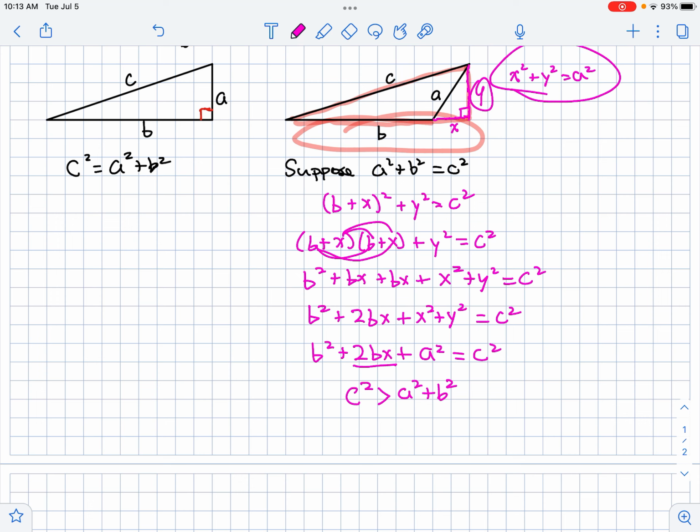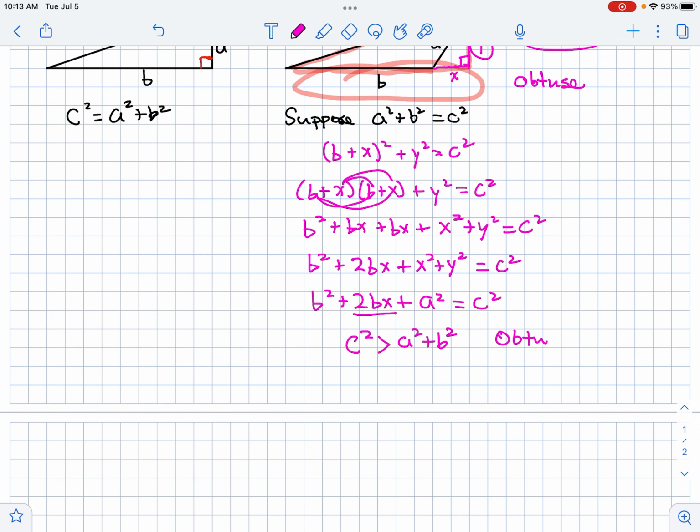So whenever that happens, whenever the longest side squared is bigger than the sum of the squares of the other two sides, you have yourself an obtuse triangle. If c squared is less than a squared plus b squared, then you have an acute triangle. So we know this gives you an obtuse. If c squared is less than a squared plus b squared, then you know that you have an acute. Now remember, c is the longest side.